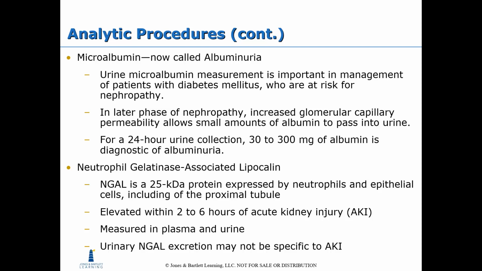Neutrophil gelatinase-associated lipocalin, NGAL, is a 25 kilodalton protein that's expressed by neutrophils and epithelial cells, including those of the proximal tubule. It is elevated within 2 to 6 hours of acute kidney injury, and it's measured in plasma and urine. Urinary NGAL excretion may not be specific to AKI, but it is useful in diagnosis.